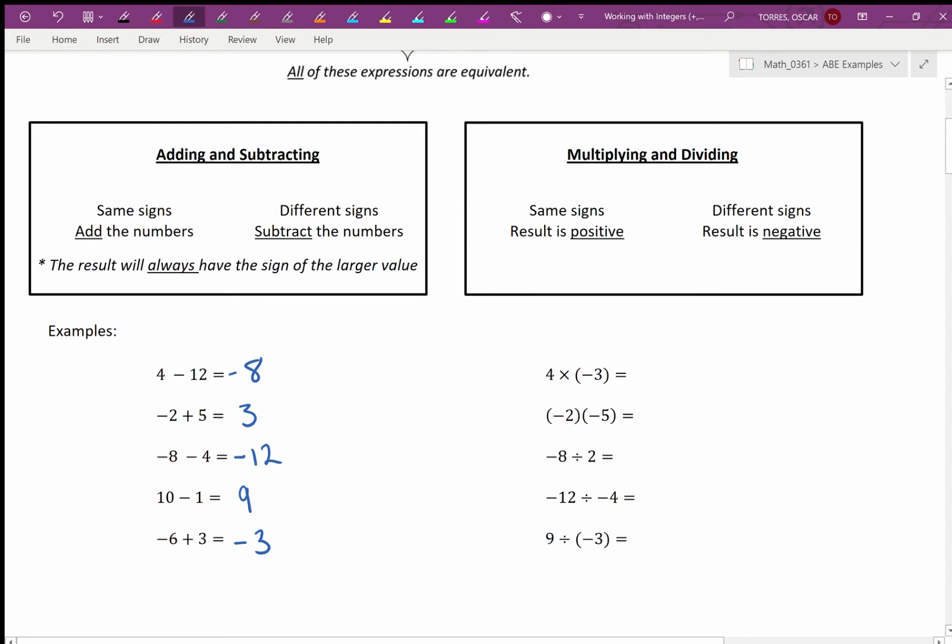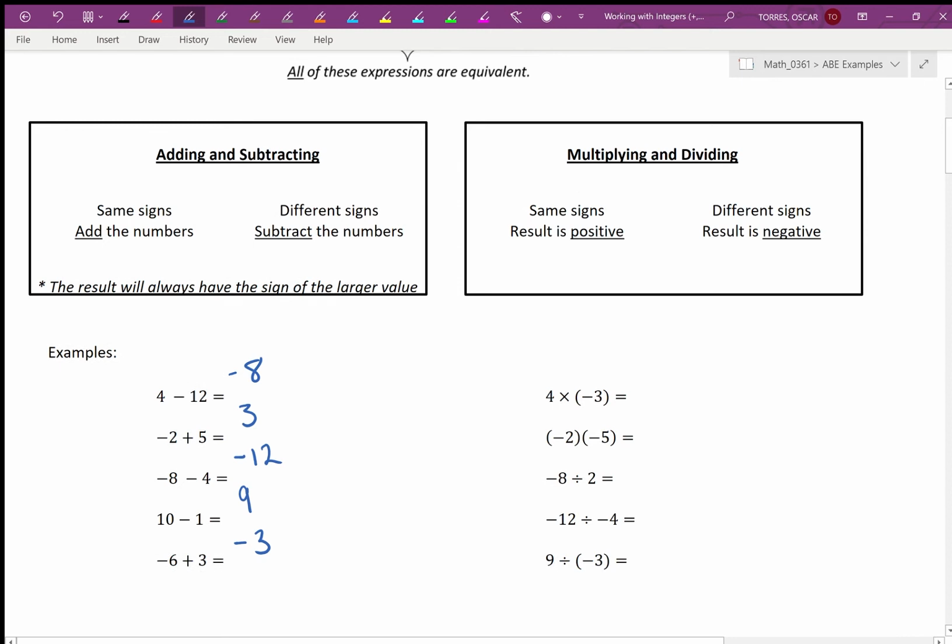Notice that there's no last step on here. For adding and subtracting, the result always had the sign of the larger value. But for multiplying and dividing, the larger value does not matter. If they have the same signs, the answer is just going to be positive. If they have different signs, the result's going to be negative.